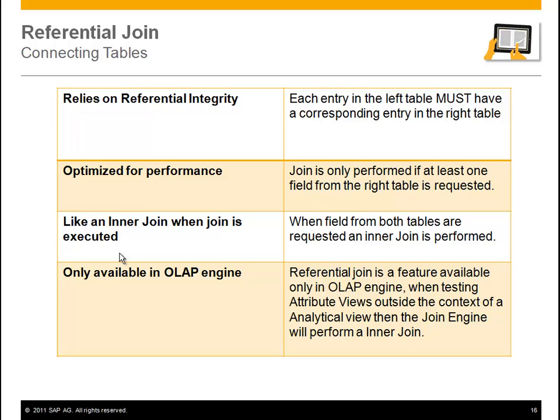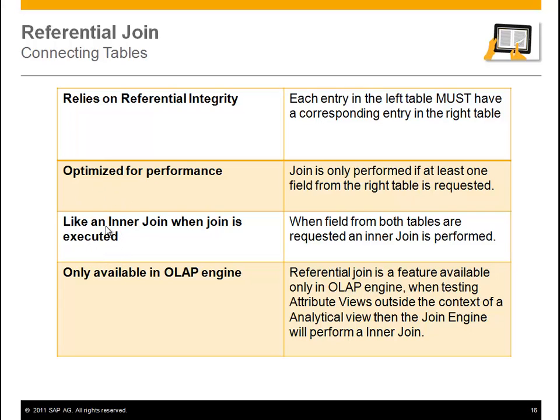And then the last one over here is the referential join, and we've already talked about this, that each entry in the left table definitely must exist in the right table because referential integrity is enforced. A good example for this would be the example I gave you earlier, which was if you have a header and item table, then you want to make sure that you definitely have a header for each and every item.